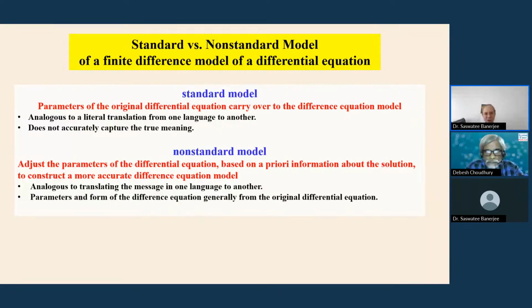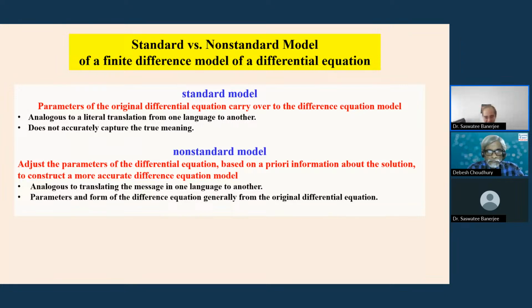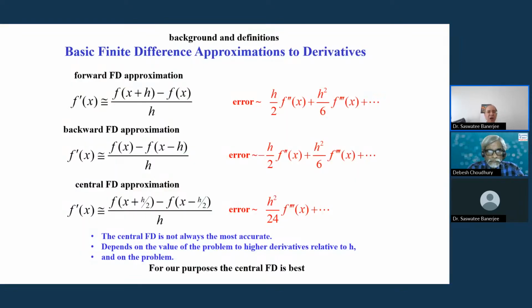So I just want to say a few quick words about the standard model and the non-standard model of a differential equation. Basically, in the standard model, we take the parameters of the differential equation. For example, right here, we would take these parameters and put them into the difference equation. But in the non-standard model, we change these parameters a little bit to make it more accurate. And I will, in a moment, show you how this is done.